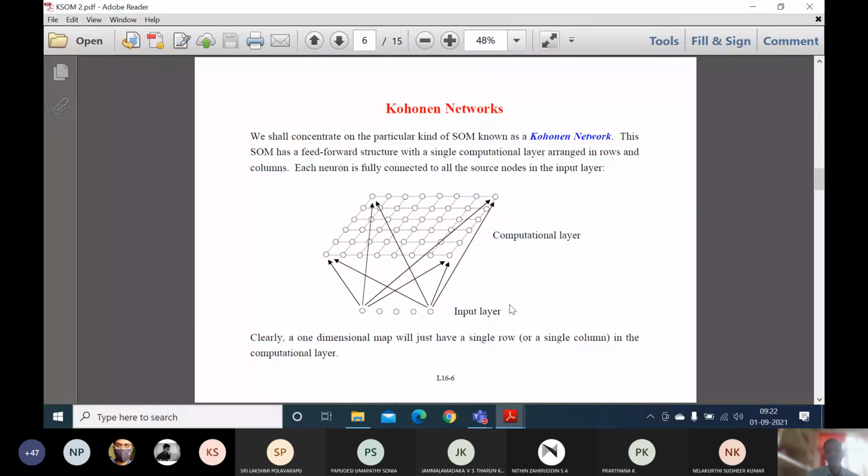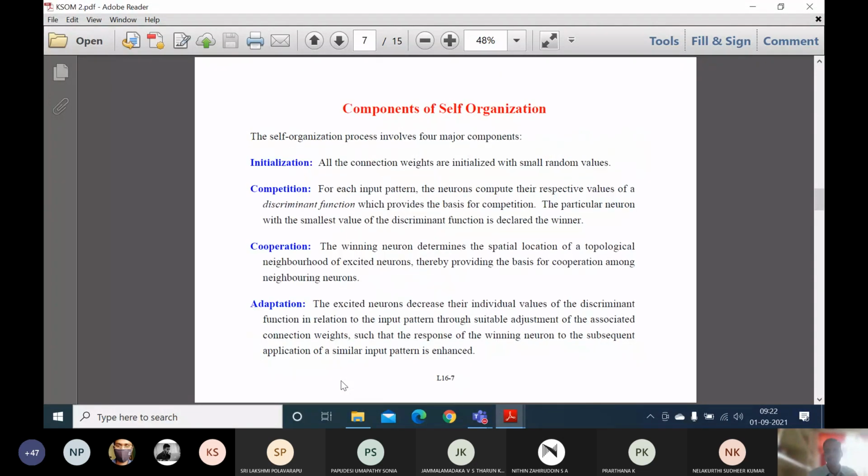Here is the input layer. From the input it goes directly to the computational layer, and from the computational layer I am able to get the output. Each neuron is fully connected to all the source nodes in the input layer, as seen in the diagram. This is a one-dimensional map, which will have just a single row or a single column in the computational layer. If it is two-dimensional, you may have a different representation.